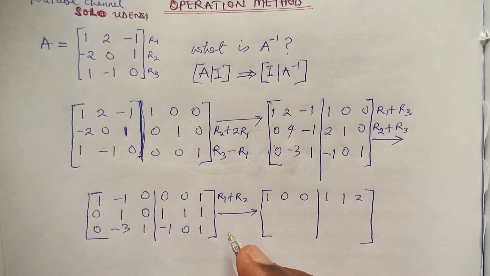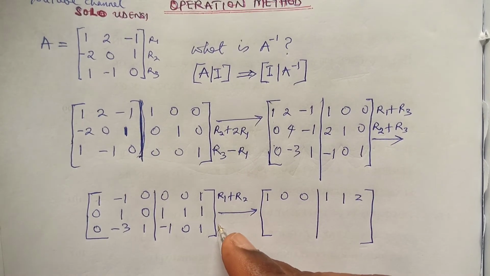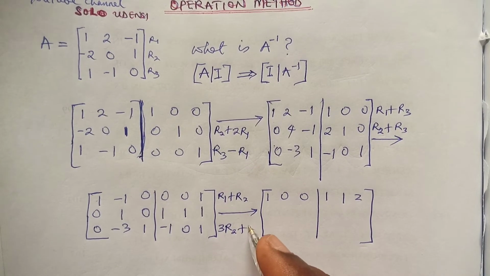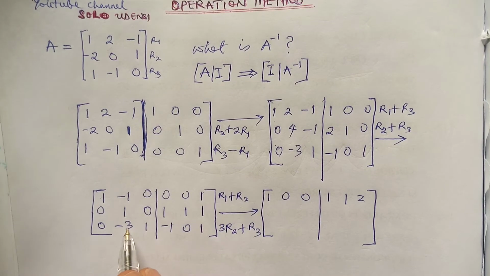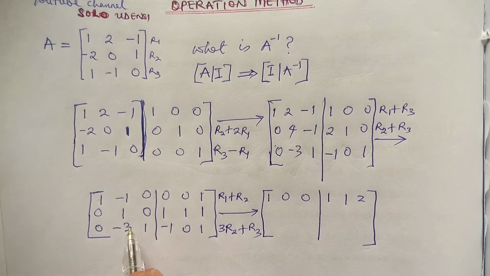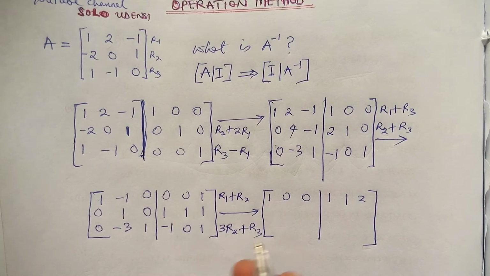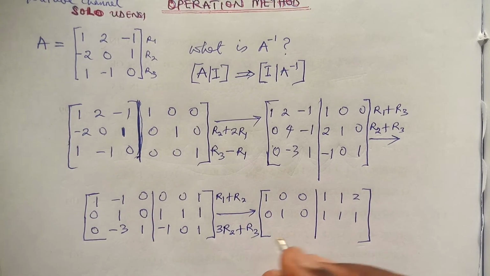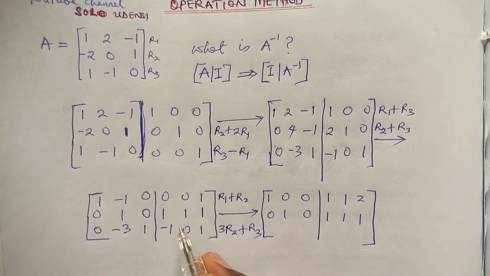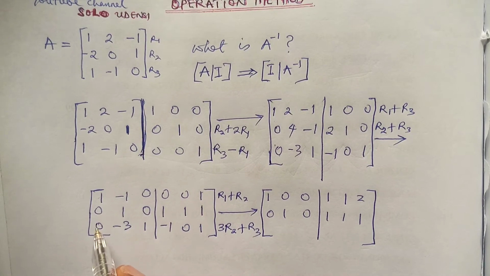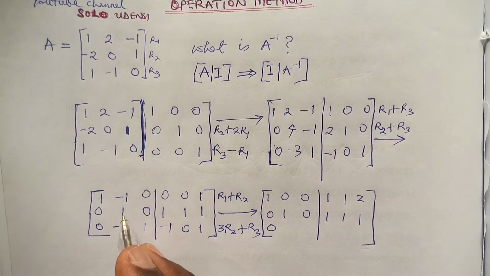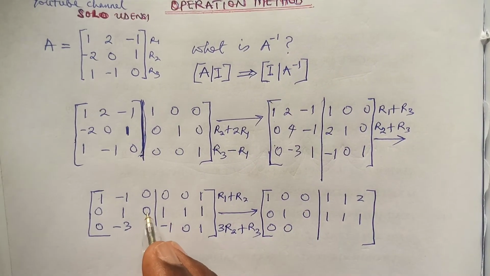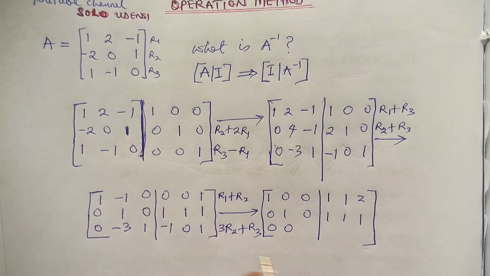We can also do 3 R2 plus R3. We want to eliminate this one. So 3 R2 plus R3. Remember, R2 is constant, we are not going to do anything in R2, so we write it down. Any row that is constant, you write it down. So 3 R2 is 0 plus 0, 0 is still there. This one will be 3 times 1, 3 plus this 0, then 3 times 0, 0 plus this 1.